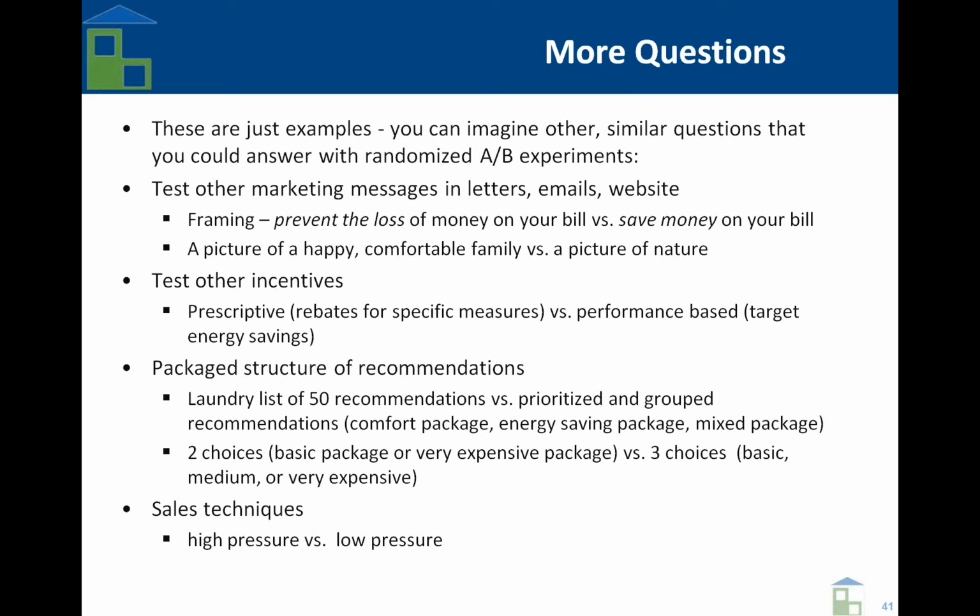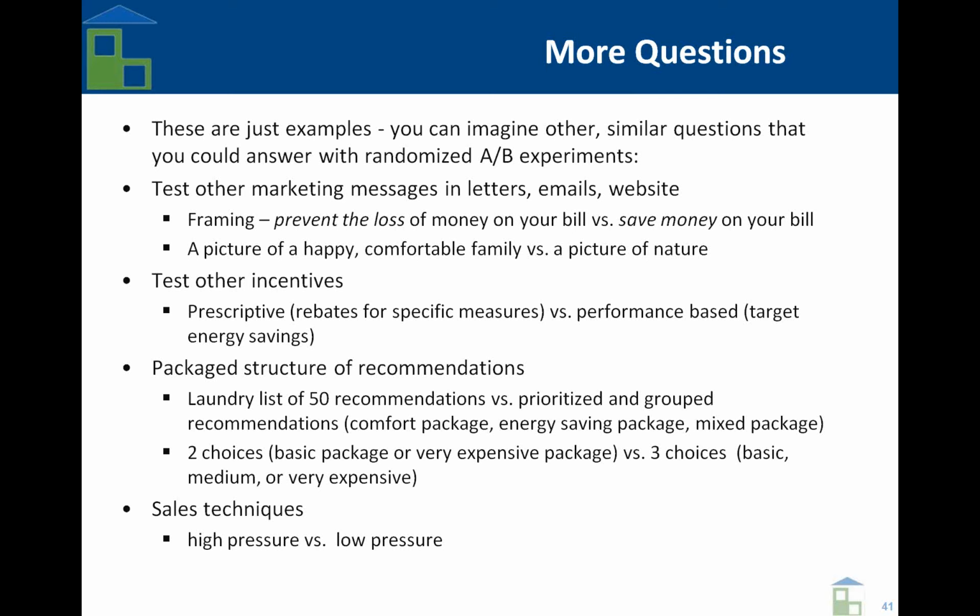For incentives, you could give Group A a prescriptive-based program where specific measures get specific rebates, and then you can give Group B a performance-based program with a target amount of energy savings. You could also test different ways to structure the recommendation package. One way that I think people often do is they give people a laundry list of 50 recommendations. So you could do that for group A, and then for group B, you can give them a prioritized and packaged recommendation. And maybe you'd have one package that's a comfort package, one package that's an energy savings package, and one package that's sort of a mix between those two things.